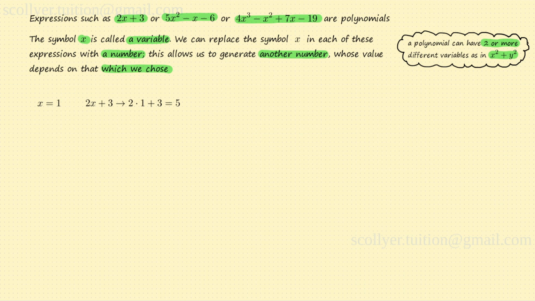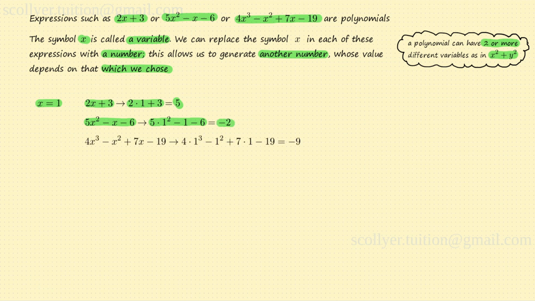And when we do so, we generate another number whose value depends on the value that we give to x. So, for example, if we let x have the value 1, then the expression 2x plus 3 becomes 2 times 1 plus 3, from which we can calculate 5. And similarly, 5x squared minus x minus 6 becomes 5 times 1 squared minus 1 minus 6, which evaluates to minus 2.